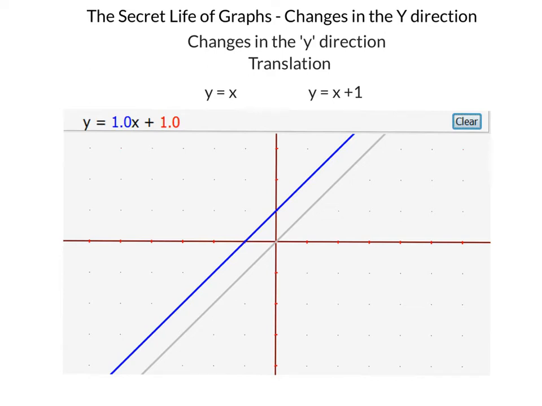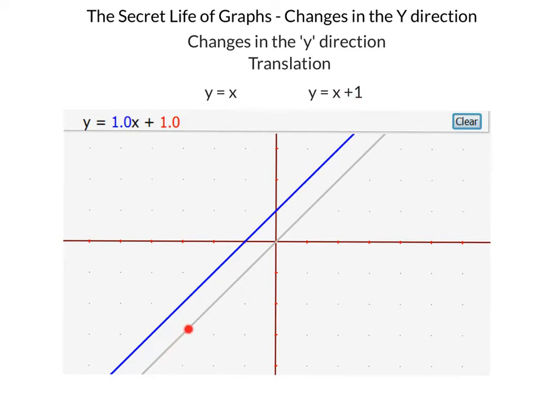The way we sketch graphs depends on the numbers that are a part of the equation. So for this equation here, y equals 1x plus 1, which is the same as y equals x plus 1, it's the same as y equals x, except that every x value has 1 added onto it.